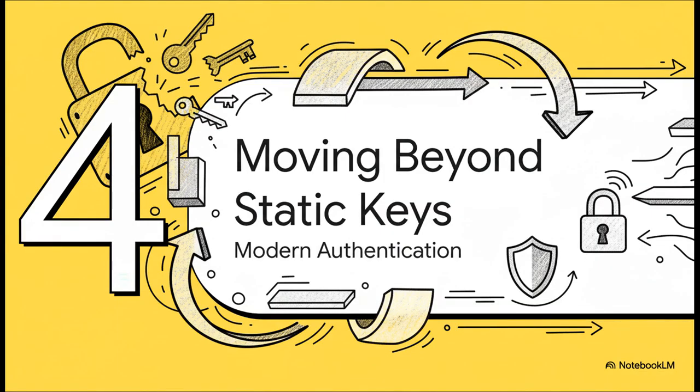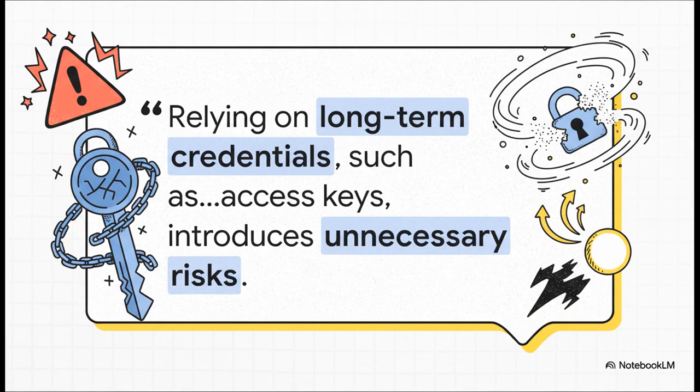Now, as important as all these best practices are for securing our keys, the truth is, the entire industry is starting to move towards an even better, more secure model altogether. This quote from the AWS security blog really gets to the heart of the matter. The very idea of a long-term static secret, like an access key that never changes, is itself a risk. No matter how well you protect it, it's still a secret that can be stolen. And that's why the modern approach is to get rid of long-term secrets entirely.